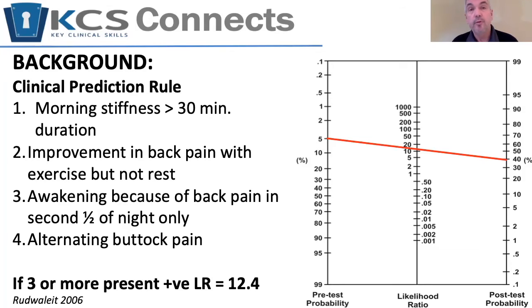If we go over to the nomogram on your right-hand side, you'll see that the pretest probability of ankylosing spondylitis, the prevalence, runs roughly about 4 to 5% in the general population. We apply that 12.4 positive likelihood ratio, and what we end up with is a post-test probability of 40%.